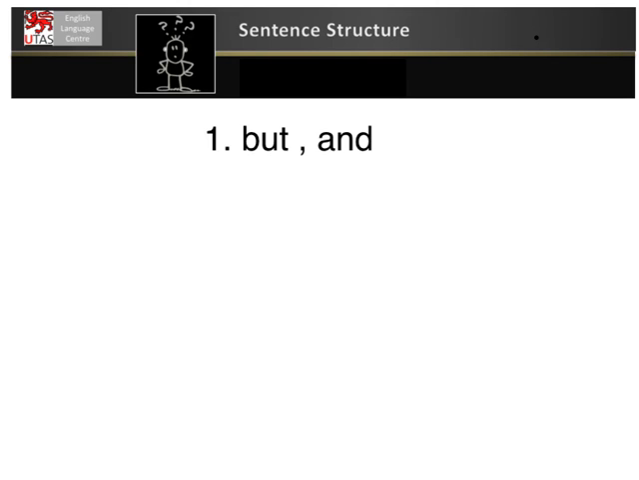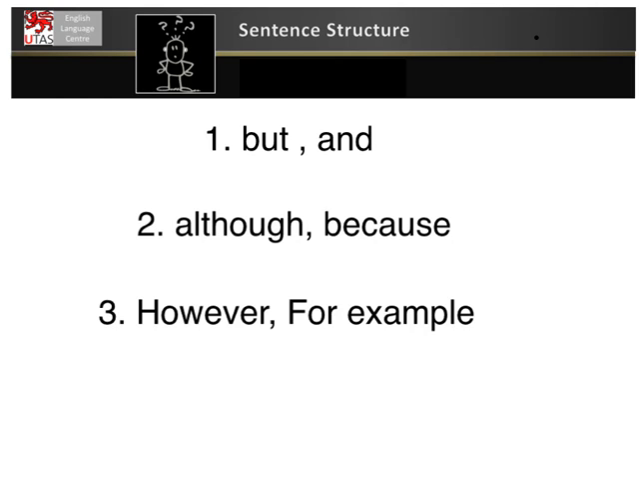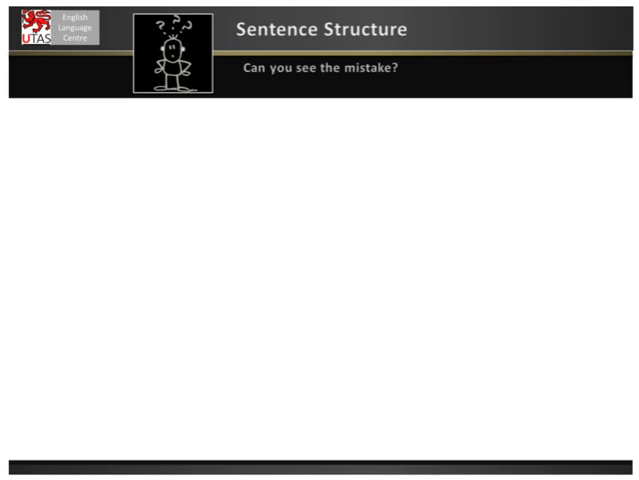The first is small words like but and and. The second is the middle group, which are words like although and because. And the third group are the words that come at the beginning of sentences, like however and for example.